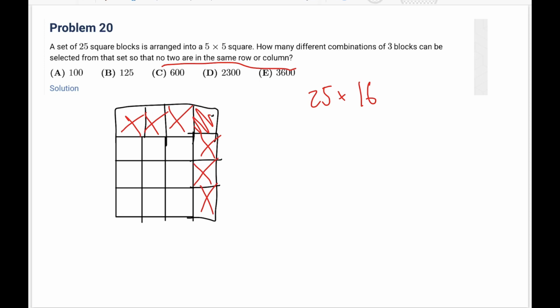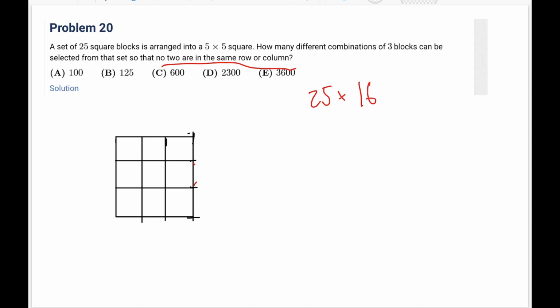So these are just all out. So are these. And so you have 9 choices left. So that's your final 9 choices. But here's something you have to be careful about.